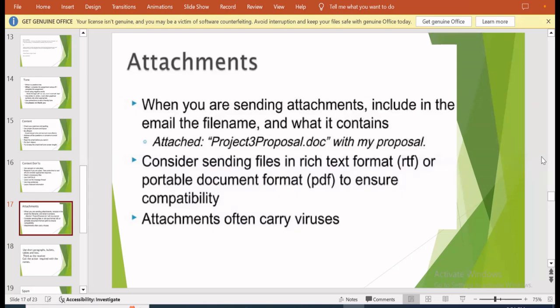So in this way attachment is important. So always mention in the body of the mail what attachment you have given. Otherwise they may not see it, they may not open it.